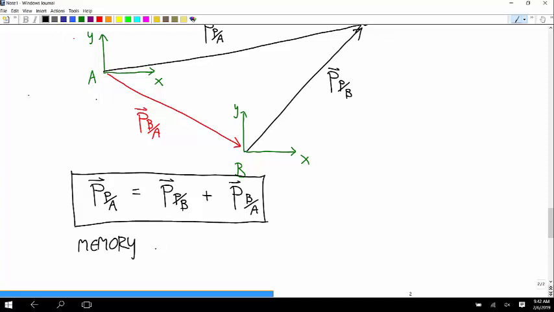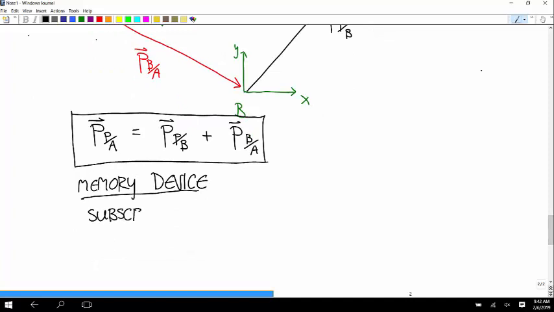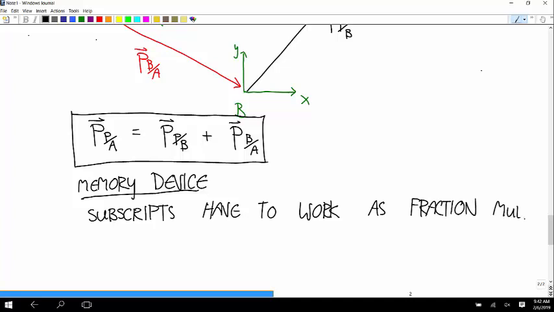But as far as remembering the order, this memory device is sort of nice. The subscripts, if you have this in the proper order, have to work as fraction multiplication. Obviously, there's no mathematical reason for that. It's just how it happens to work, and it helps you organize those into the right arrangement. So what I'm saying is P over A is equal to P over B times B over A, because those B's cancel. And so if you can write it out in an arrangement where the fraction multiplication is correct, then your relative motion equation is correct.